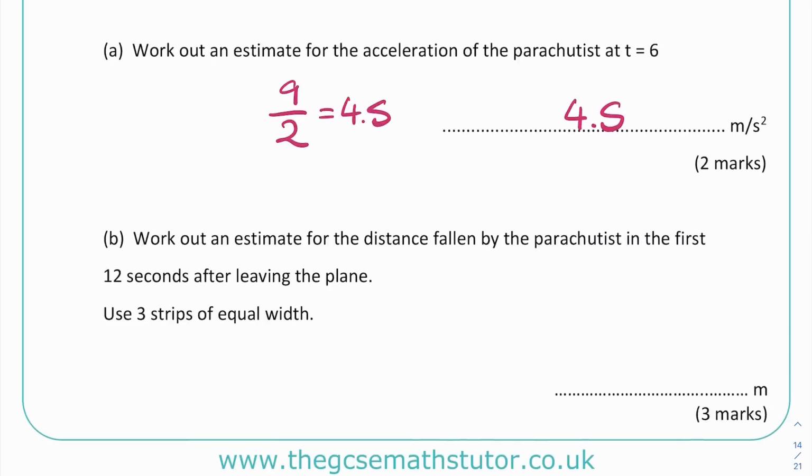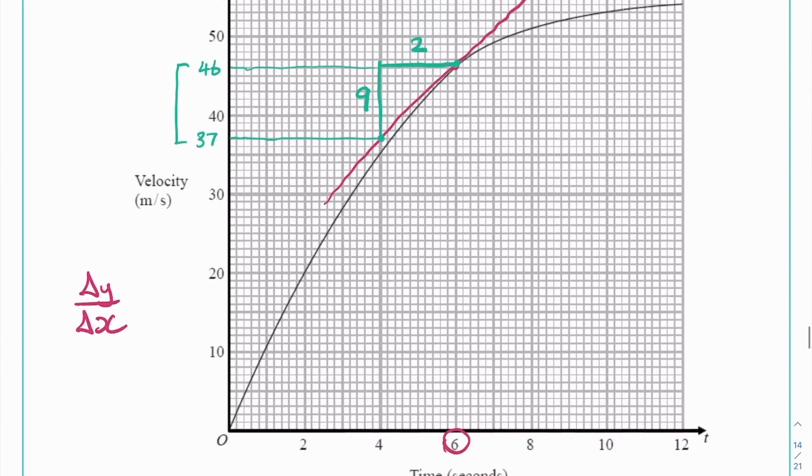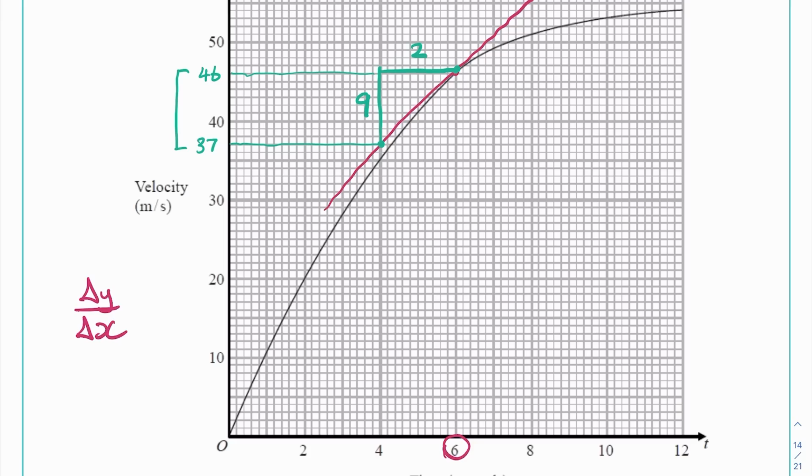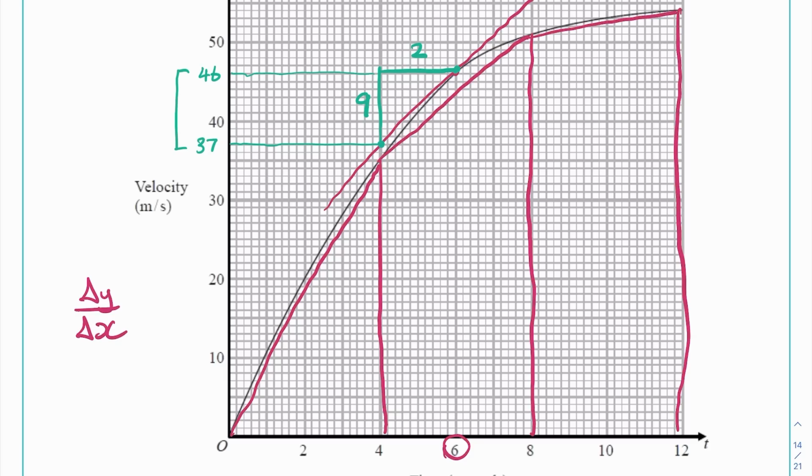For part B, it's asked me to work out an estimate for the distance fallen by the parachutist in the first 12 seconds after leaving the plane, and it says use 3 strips of equal width. So the first 12 seconds is the entire graph. If it wants me to use 3 strips of equal width, I'll have to divide that by 3, and that'll be along every 4. If I go up from 4, that forms my first shape, which is going to be a triangle. The triangle is slightly below the curve, but that's absolutely fine. As I said, we are only doing an estimate. The next one will be at 8, that forms a trapezium, and the last one will be at 12, and again that forms another trapezium.